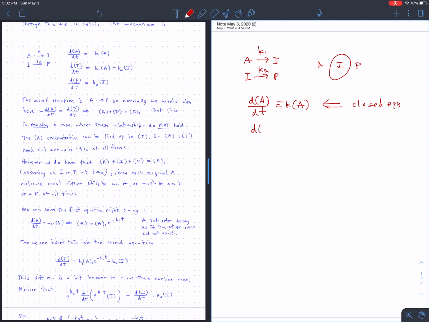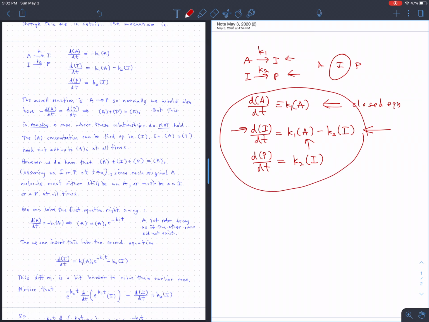Then dI/dt has two contributions, one from the first reaction, one from the second reaction: plus K1 times A minus K2 times I itself. That includes a species that isn't in the derivative over here, so we're going to have to do something about that. This is not an equation that we can solve as it stands at the moment. And then finally, dP/dt depends only on the concentration of I. It's K2 times I. These are the three equations that we have to solve.